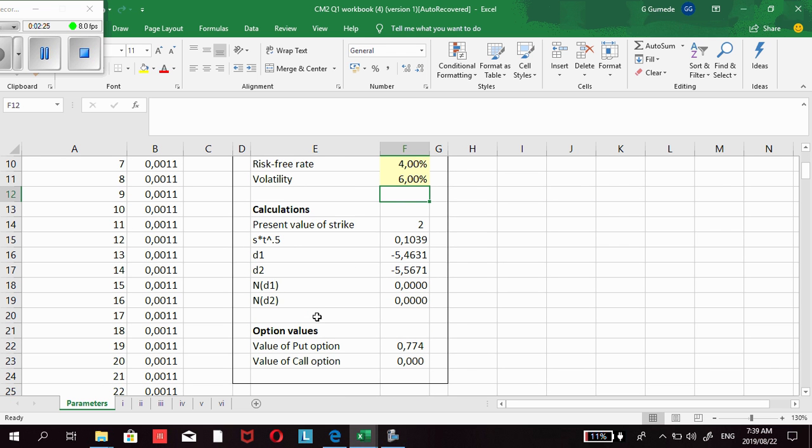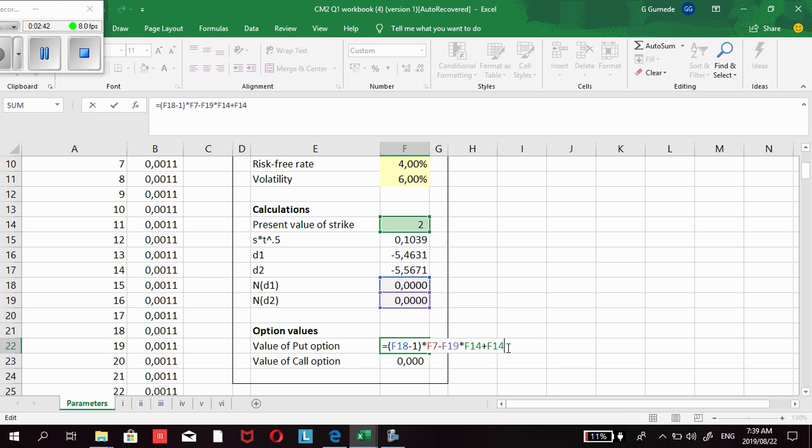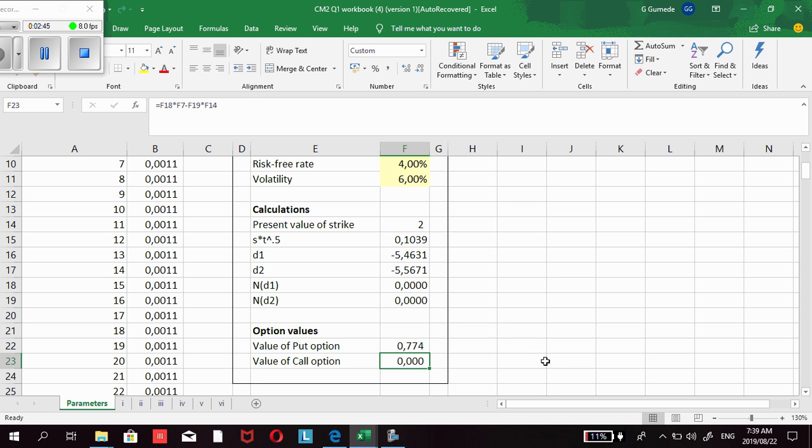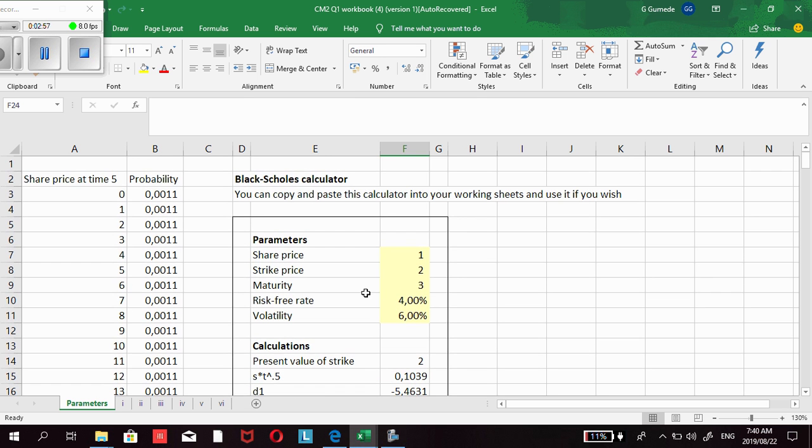Now, if I look down, what this calculator is actually giving me is the value of the put option, the price, and it's giving me the value of the call option. You can see they put everything for you here, so you don't have to worry. So this calculator will give you both the value of the put option and the value of the call option. And you can also find other unknown parameters. Now let's answer the question.